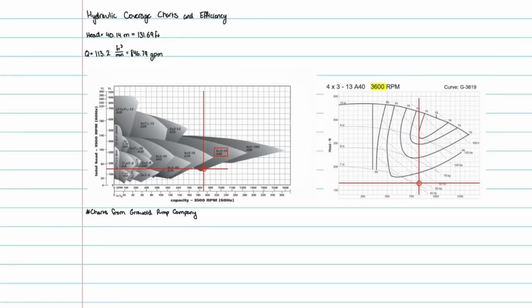Our calculated head value is around 130 feet, and our calculated flow rate is around 846 gallons per minute. Using the charts from the Griswold Pump Company, we see that our efficiency should be around 60%. Now we'll see that the horsepower in this is between 40 and 50 horsepower, which is not accurate when compared to the specs of our pump, which means that this may not be the best measure of our efficiency, but it does give us some baseline.